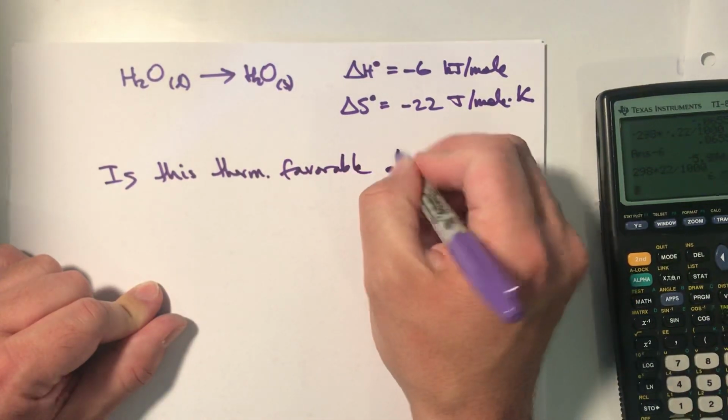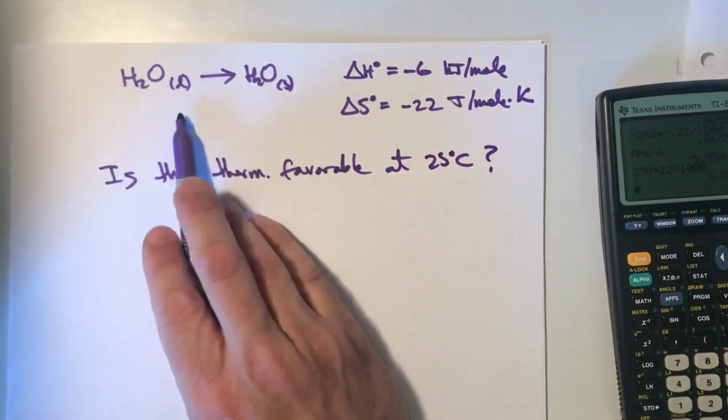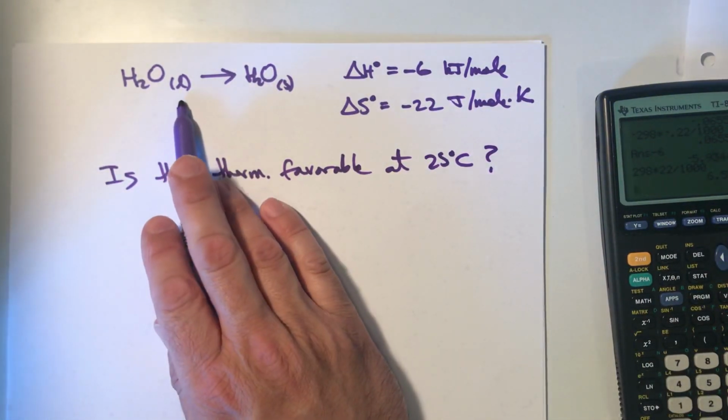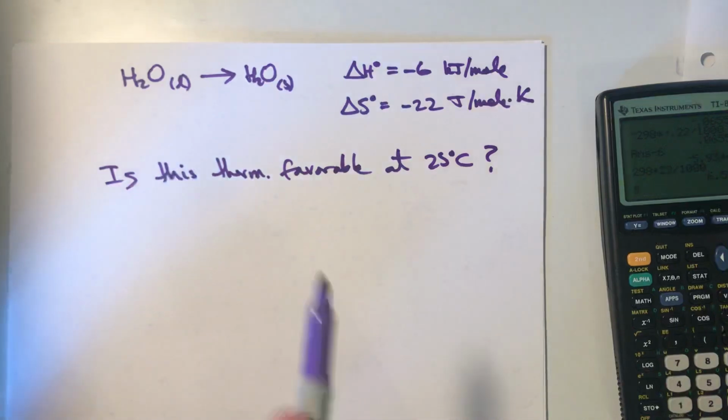And we're going to ask ourselves, is this process thermodynamically favorable at room temperature, at 25 Celsius? Now, we already know the answer to this because we know that water does not freeze at room temperature, right? We know that we need to put it in an environment where the temperature is below 0 Celsius, but we're going to work through this as an example, all right?